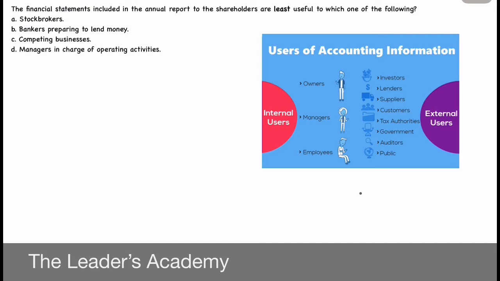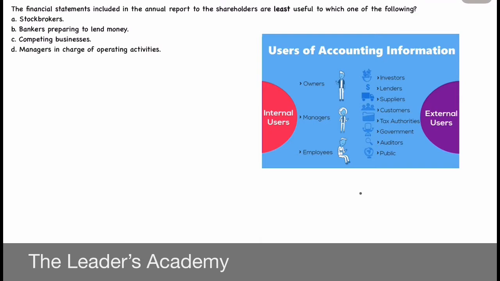So let's start. The question is, the financial statements included in the annual report to the shareholders are least useful to which one of the following? Stockbrokers, bankers preparing to lend money, competing businesses, managers in charge of operating activities.